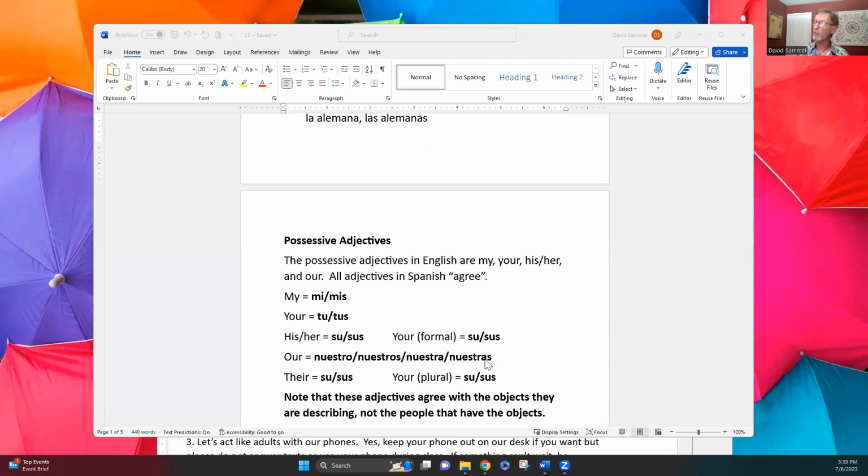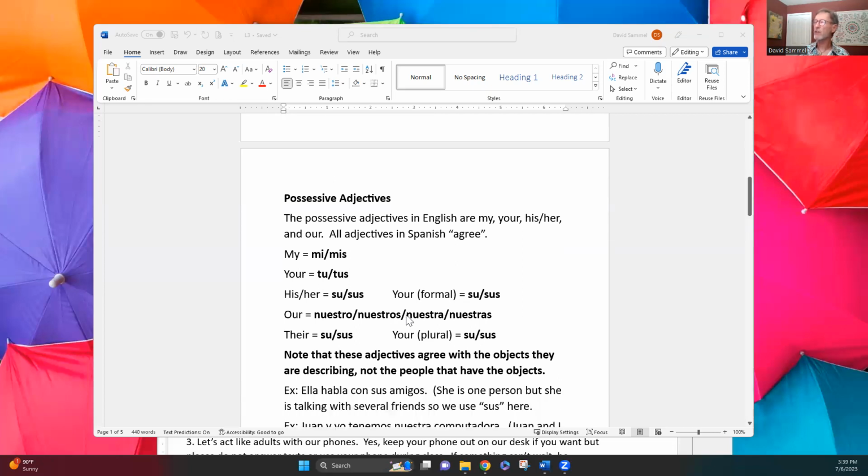This is the one that gets a little more complicated. When we say our, nuestro, nuestros for masculine things, nuestra and nuestras for feminine things, okay? Then we're back to su and sus. Notice there are 4 different sets of this, su, sus, and that can get a little confusing sometimes, but you'll figure it out as you go through this. You just get better at recognizing what they might mean, okay?